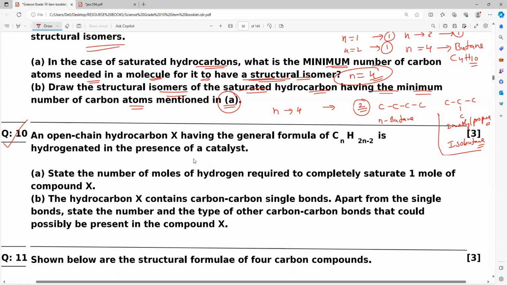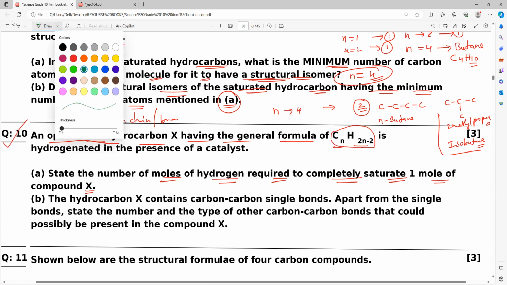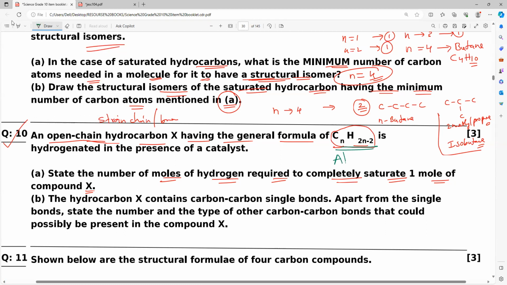State the number of moles of hydrogen required to completely saturate 1 mole of compound X, they are asking. So let us first identify an open chain hydrocarbon X having the general formula. Sir, what is an open chain hydrocarbon? That is straight chain or branched chain, not a closed structure. That is how to remember. The general formula CnH2n minus 2 means what, guys?